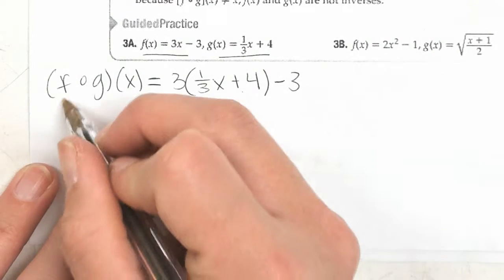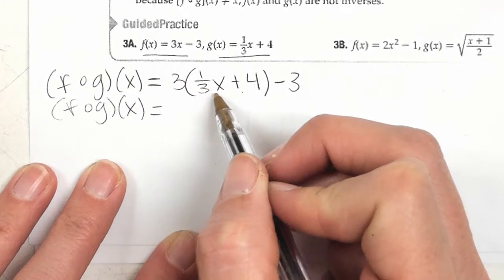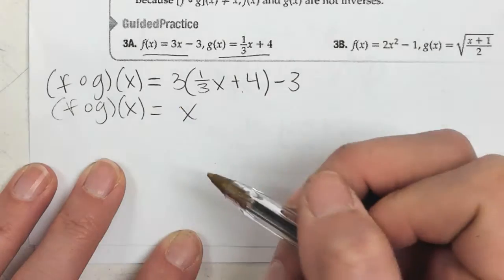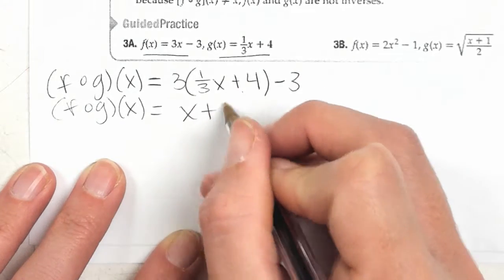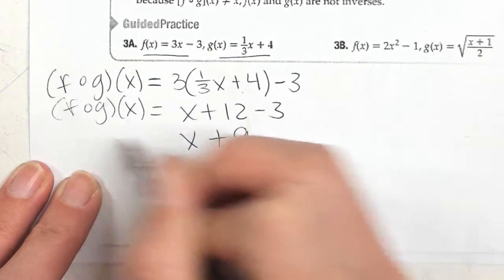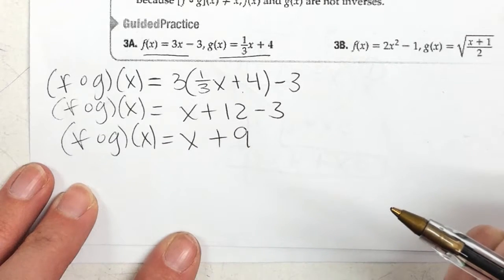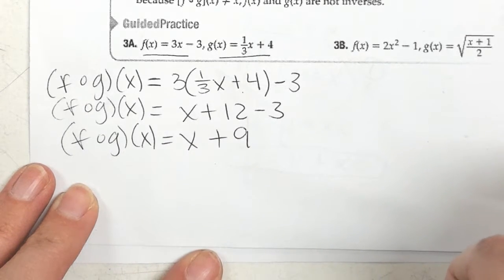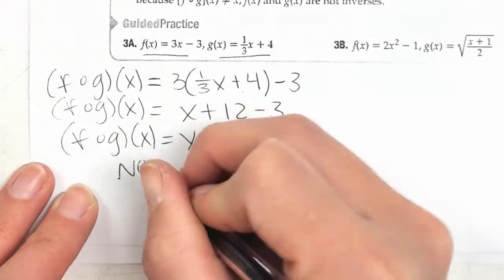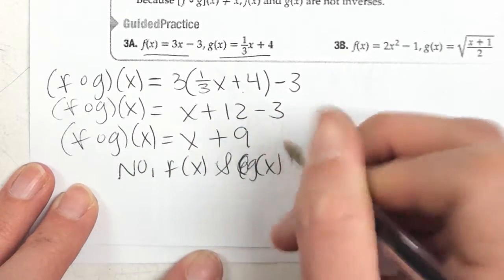Alright, now how do we clean this up? Distribute the 3. So if I distribute the 3 to 1/3 x, I'd get what? 1 what? Good. And what's 3 times 4? 12 minus 3. So if I clean it up, I'll have x plus what? 9. Does that equal x? No, we have x plus 9, correct? So you can stop there. You don't even have to move on to step 2 because this is not x. So we put no, these are not inverse functions. F of x and g of x are not inverse functions.